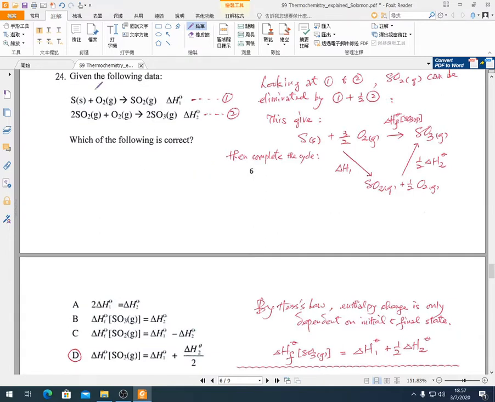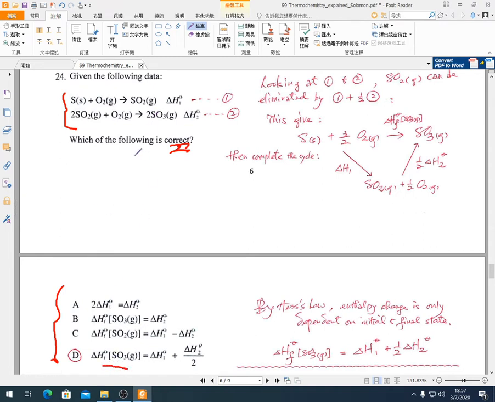Now you have 2 equations. One I label 1 and 2, and then you are given a choice. Which is correct? Oh, there's no hint. You have to determine which is correct. Then you look at, you have SO2, SO3. You look at this one, SO3, SO2. So SO3 may be important.